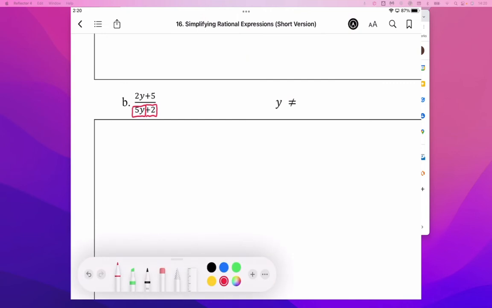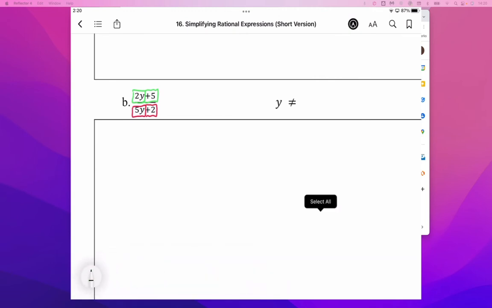And changing the signs wouldn't help because that would just make it a negative 5y, and the other term is a 2y. Here we've got a 2y and a 5. I can't factor anything out of the green ones. I can't factor anything out of the red ones. And so because we can't factor anything out of the green ones or the red ones, the answer to this one is it cannot be simplified.